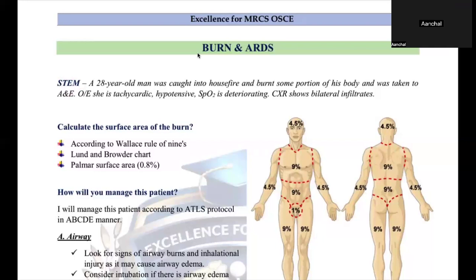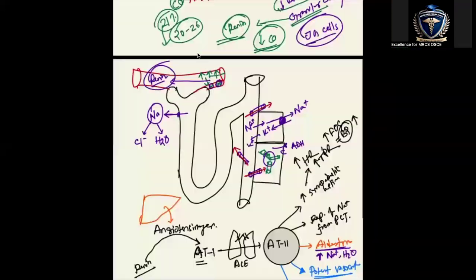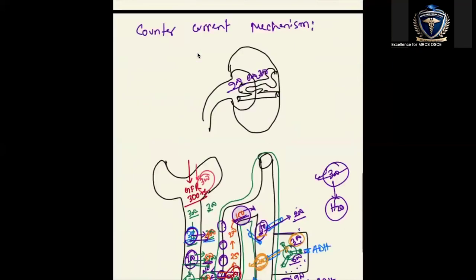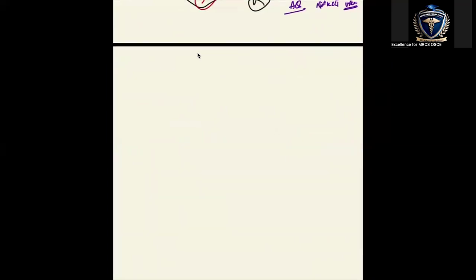A 28-year-old man was caught in a house fire and burned some portion of his body and was taken to A&E. On examination, he is tachycardic, hypotensive, SpO2 is deteriorating, and chest X-ray shows bilateral infiltrates. Okay, that's great. So this is another very lengthy station. So at first, come to the burn.